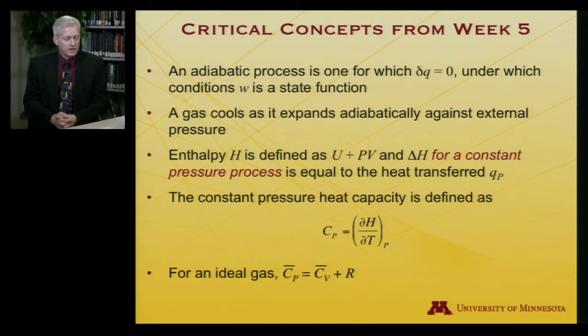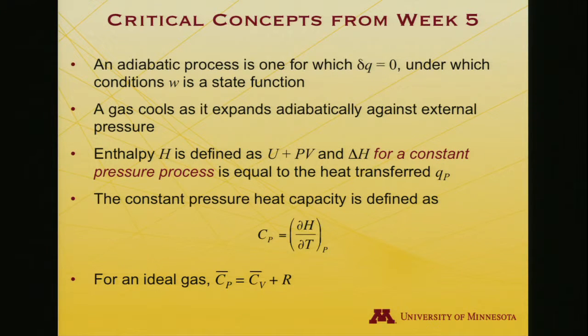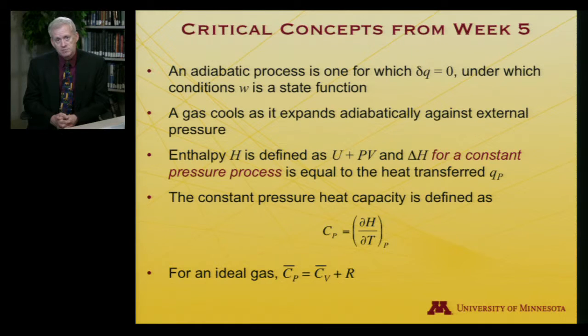That also leads to a definition for a constant pressure heat capacity, defined as the change in enthalpy with respect to the change in temperature at constant pressure. Another way of thinking of it is the amount of heat that's required to raise the temperature of the substance by 1 degree. For an ideal gas, the difference between the heat capacity at constant pressure, Cp, and the heat capacity at constant volume, Cv, when we talk about the molar quantities, is R. So Cp is greater than Cv by R.